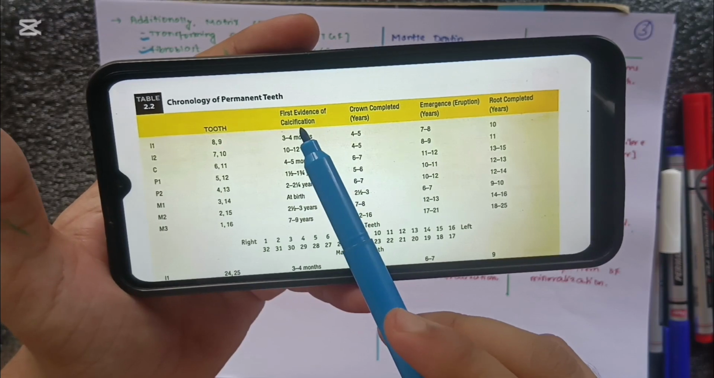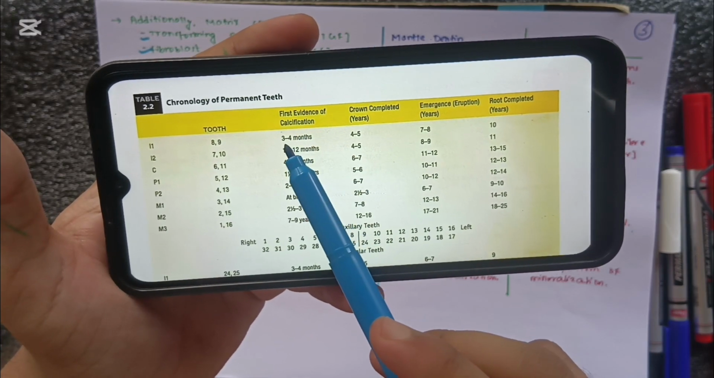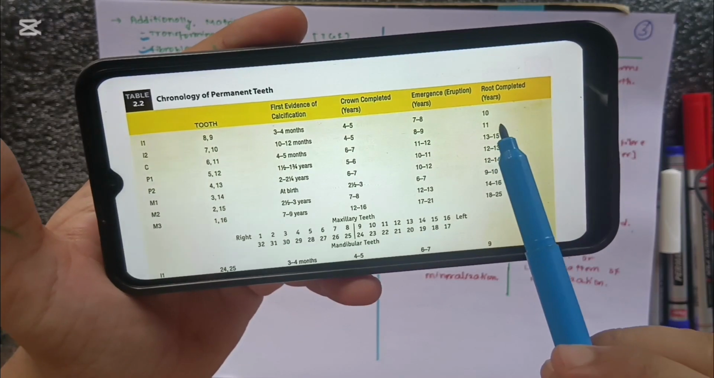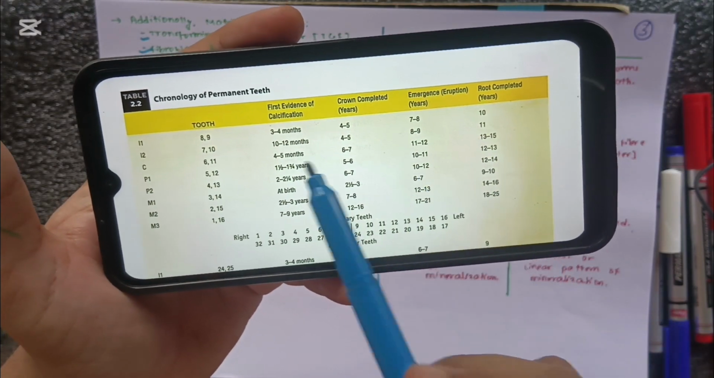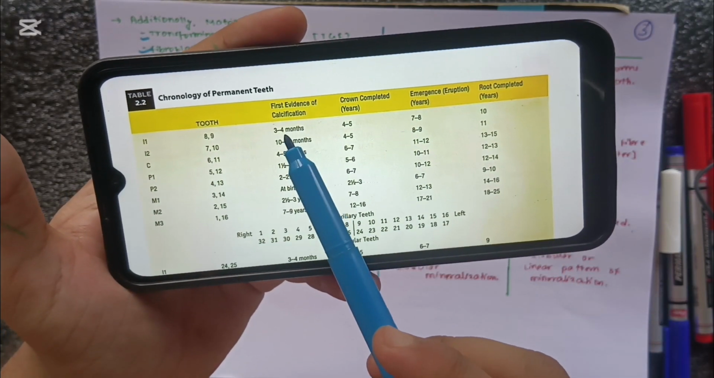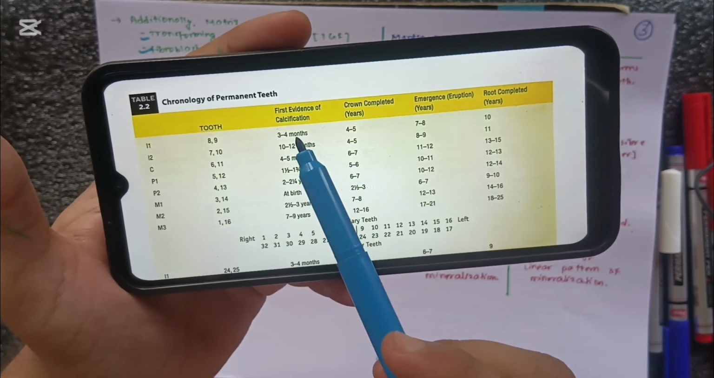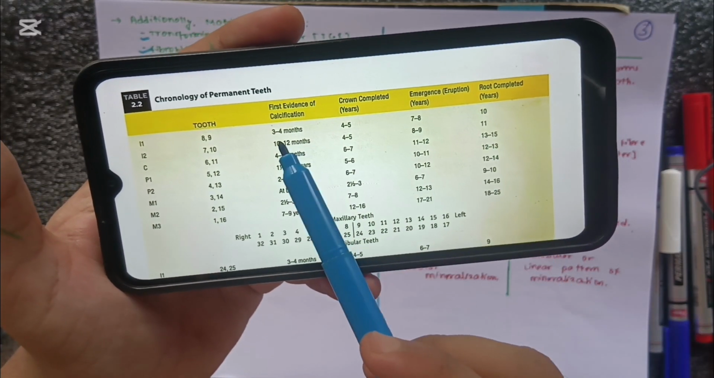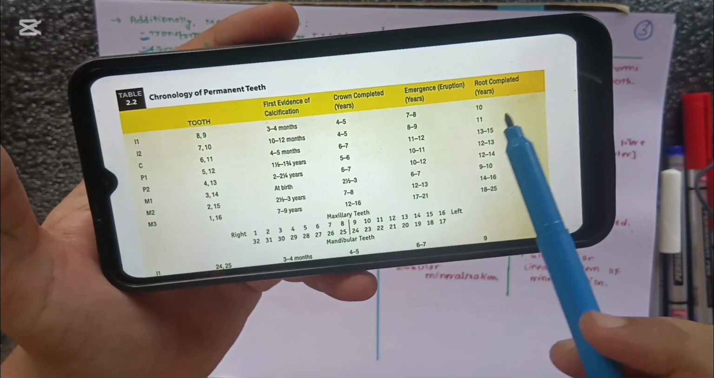Here, the first evidence of calcification of the central incisor is at 3 to 4 months, and the root completion is at 10 years. So the time duration from the first evidence of calcification to root completion is from 3 to 4 months to 10 years.